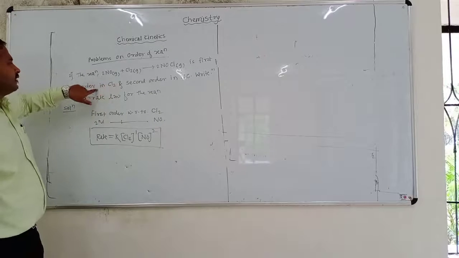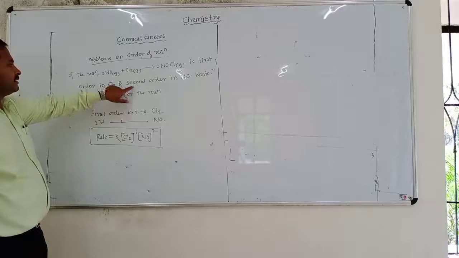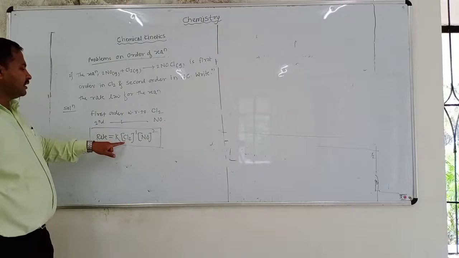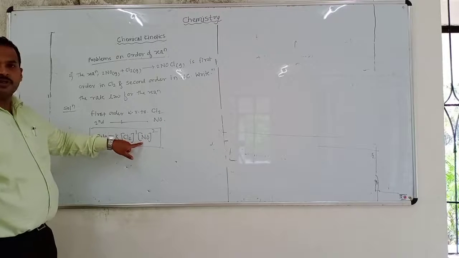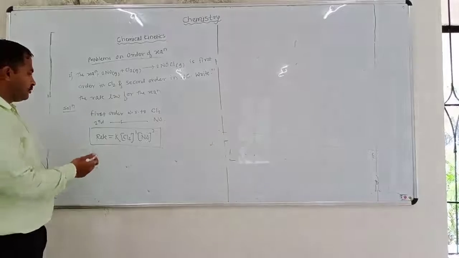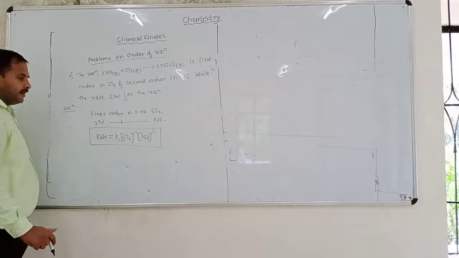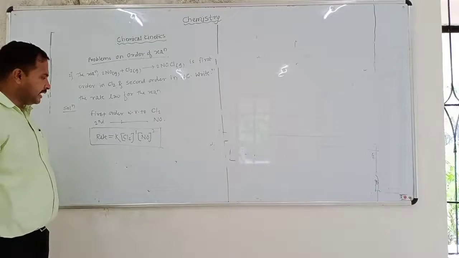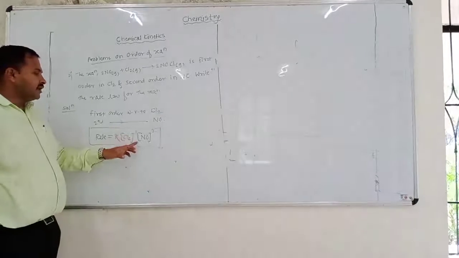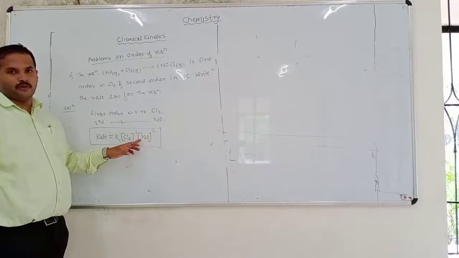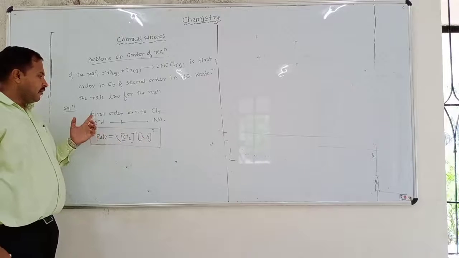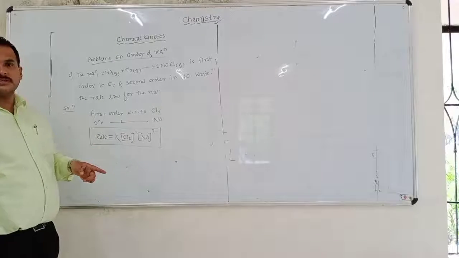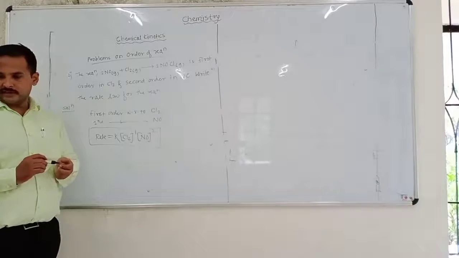As we already did, first order with respect to Cl2, second order with respect to NO. Rate is equal to K, the proportionality constant, times concentration of Cl2 and concentration of NO squared. What is the meaning of this? The rate of this reaction depends on the concentration of one molecule of Cl2 and two molecules of NO. First order with respect to Cl2, second order with respect to NO. Overall order of reaction is 3. This difference is important.